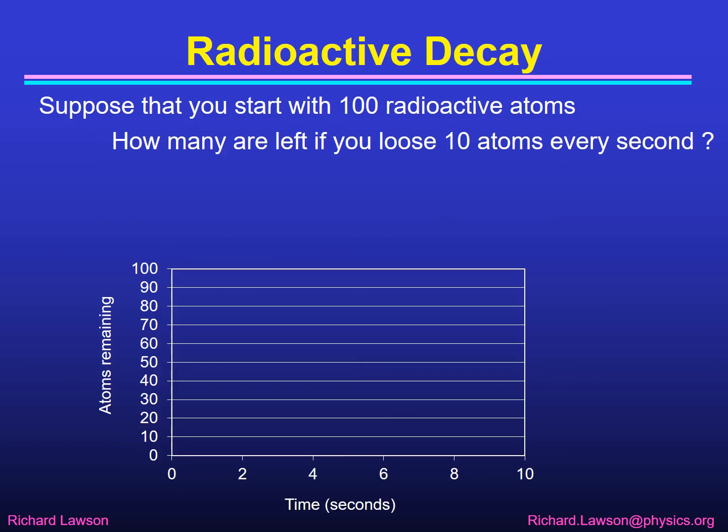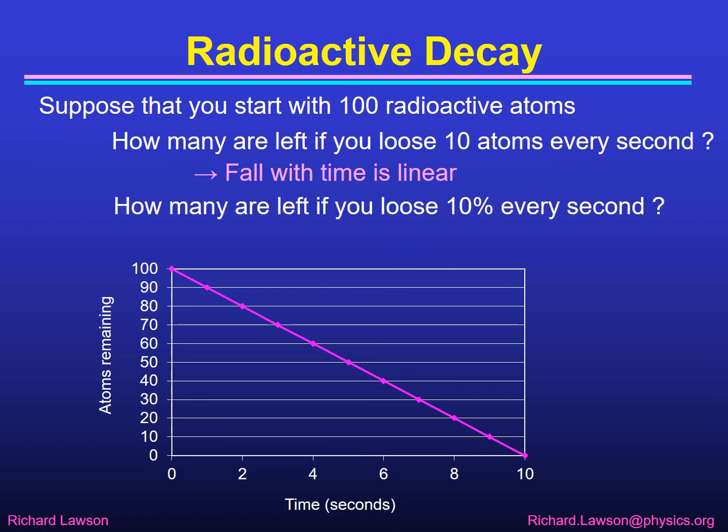So let's consider a simple example of radioactive decay where we start with 100 radioactive atoms. I know that's not very many, but this is just a simple illustration. So how many will be left if you lose 10 atoms every second? Well, you start with 100. Clearly after 1 second you've lost 10, so you've got 90, and then 80, and then 70. So the activity would fall linearly with time, and it would eventually fall to no atoms left after 10 seconds.